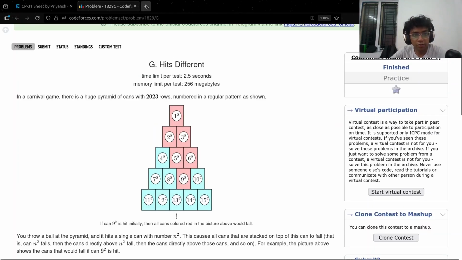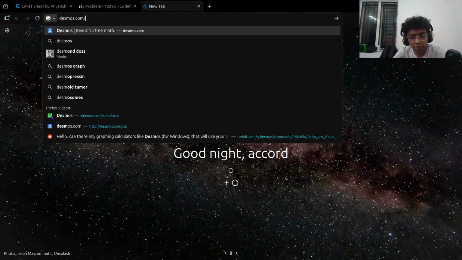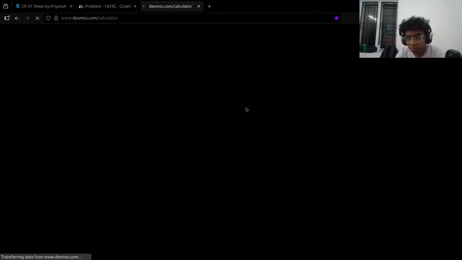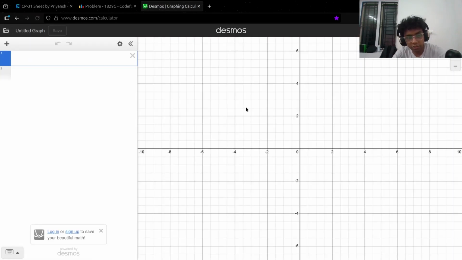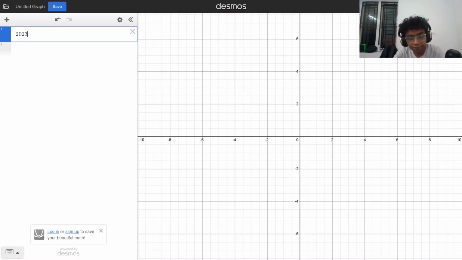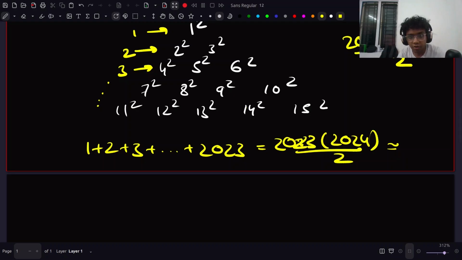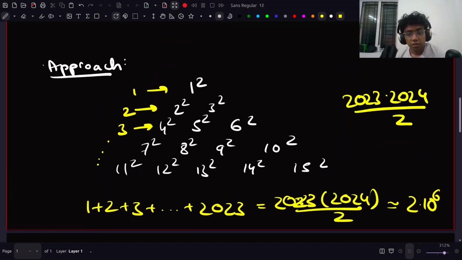And how much is this value? We can use Desmos to approximate. It is roughly 10 power 6 ish, right? So this is roughly 2 times 10 power 6. Okay, around. So this is not many values. So for each value, if we can somehow pre-compute the answer, then we would simply need to print the answer in big O of 1 for each test case. How can we do that?